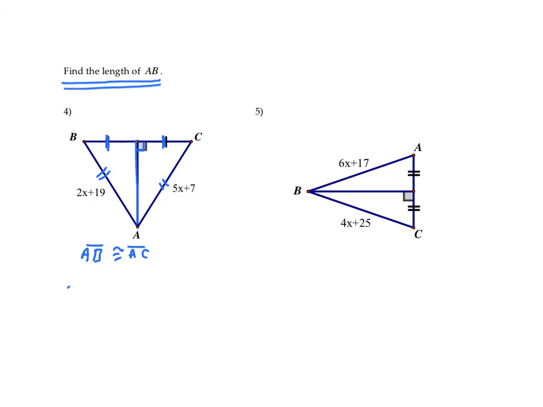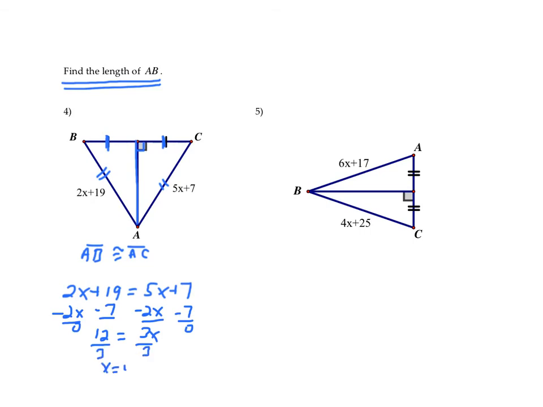So we're going to set 2x plus 19 equal to 5x plus 7, and then solve for x. Subtract 2x from both sides. We end up with 3x on this side, and go ahead and subtract 7 from both sides. So that's 0 on this side, and 19 minus 7 gives us 12 on this side. Since 12 is equal to 3x, divide by 3, and we get x equals 4.